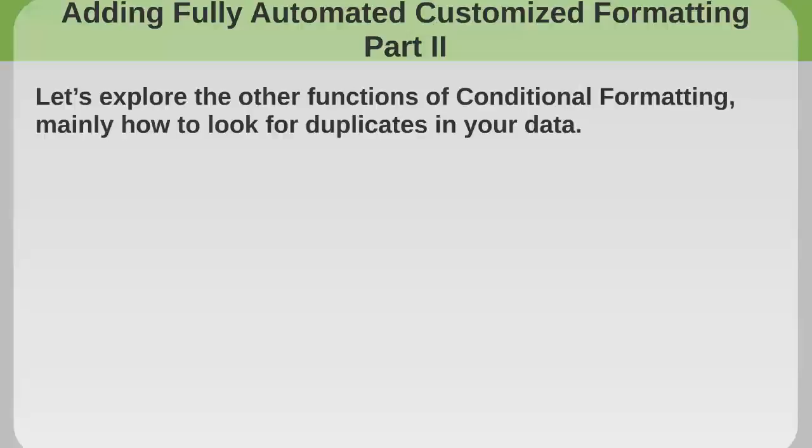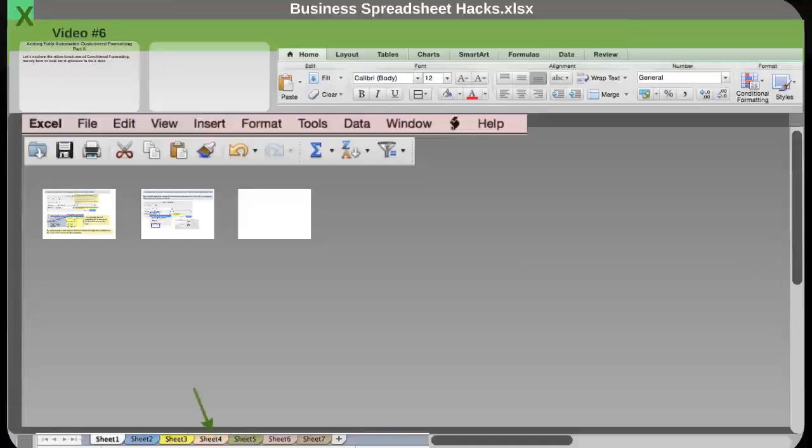So let's go ahead and explore the other functions of conditional formatting, mainly how to look for duplicates in your data. And of course, this is going to be sheet number 4, so if you want to pull that out and have that ready, because I'm going to go through it step by step. I'm going to explain the process first, and then like in video number 5, I am going to jump right in and show it to you in action.